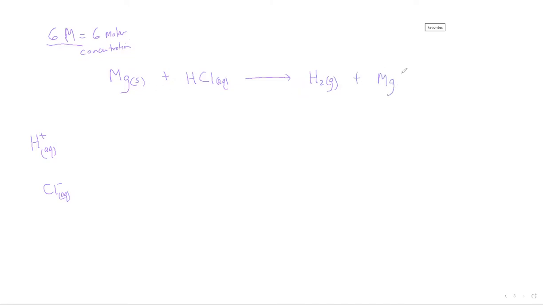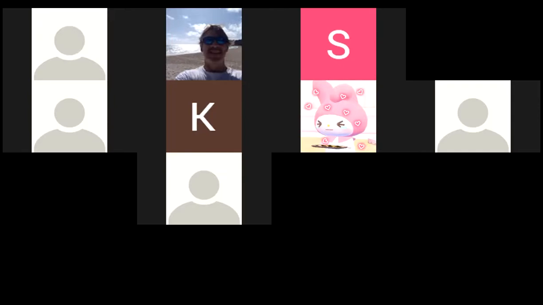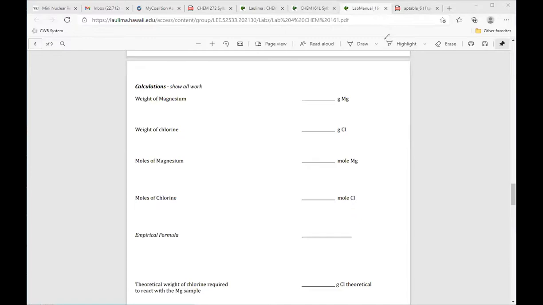And we're trying to find the empirical formula for magnesium chloride, right? But we already know, because we studied chapter 2, what the empirical formula of magnesium chloride is. Who's going to tell me what the empirical formula of magnesium chloride is? All right, so let's figure it out.